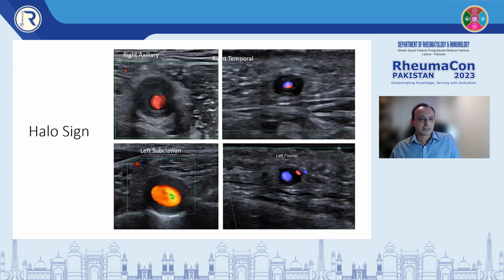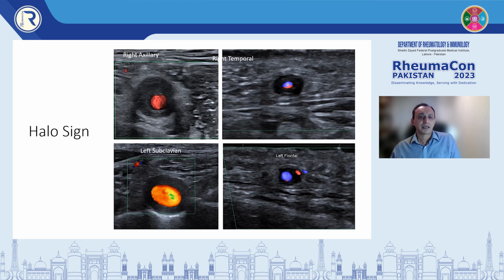So this is the telltale sign of giant cell arteritis or large vessel vasculitis, which is called the halo sign. The halo essentially is the inflammation of the blood vessel wall, and where there is inflammation, there is edema. Where there is edema, there is fluid, and where there is fluid, the ultrasound passes through it very easily, and these areas would appear darker than the rest of the tissue. And that is what creates a hypoechogenic halo around a column of blood.